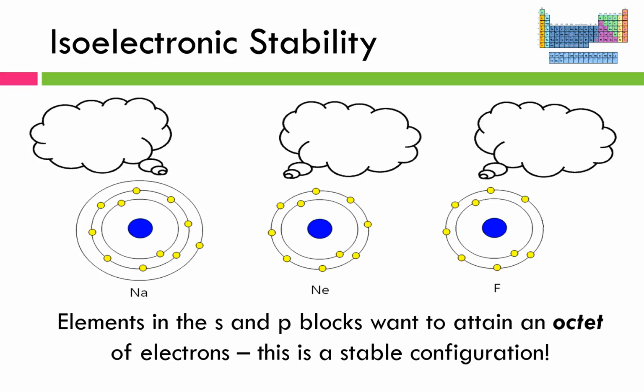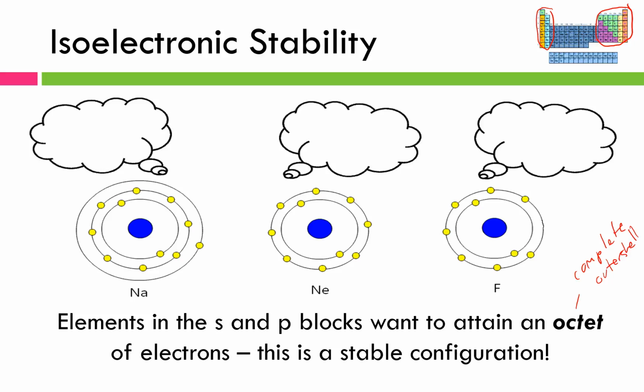Basically what this means is that elements in the S and the P blocks, so groups 1 and 2, and groups 13 through 18, want to try to attain an octet of electrons. We say octet, meaning a complete outer shell, or a full outer shell. And in the S and the P blocks, what a full outer shell looks like is 8 electrons. That's where the octet comes from. There's a certain amount of stability that's associated with having this sort of configuration. You filled up all the energy levels, or more specifically the sublevels of that atom.